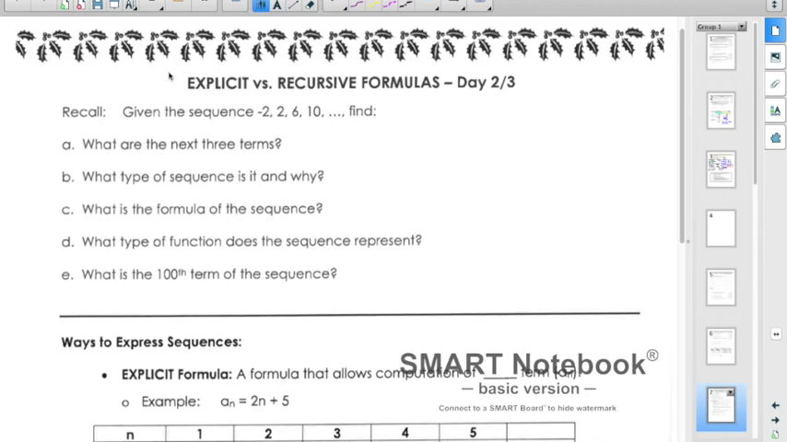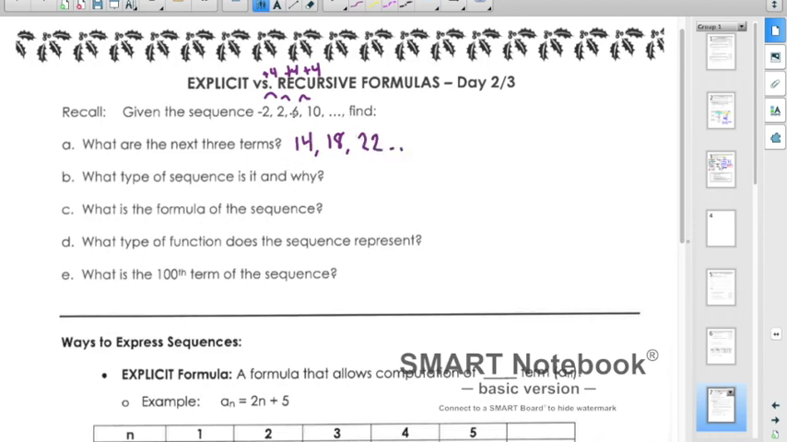So recall, given the sequence -2, 2, 6, 10, find part A, the next three terms. In order to do that, we have to figure out the pattern. It looks like we're adding 4 each time, right? -2 to 2, 2 to 6 is plus 4, 6 to 10 is plus 4. So to find the next three terms, 10 plus 4 is 14, then 18, and then 22, and so on.